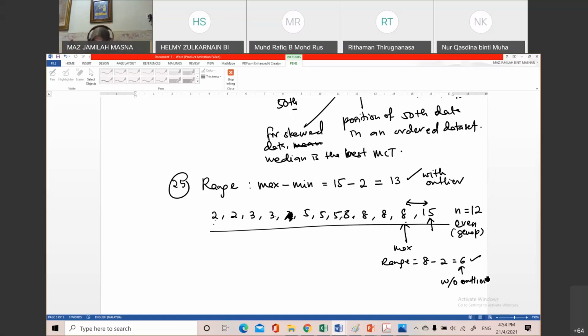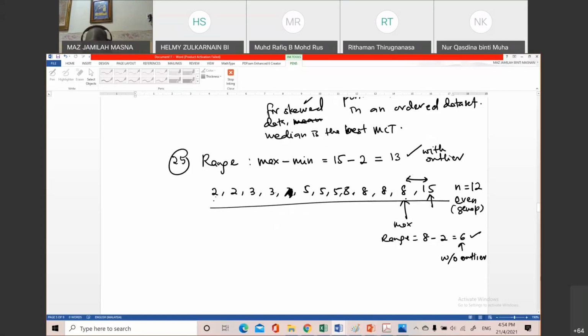Now, let's extend the example here. From this example, what is your mode? Class, can you tell me what is your mode, considering 15 is included? 5 and 8. Are you sure 5 and 8? Only 8. How many 5? Only 3. This one, 8, has 4. So 5 is not included.